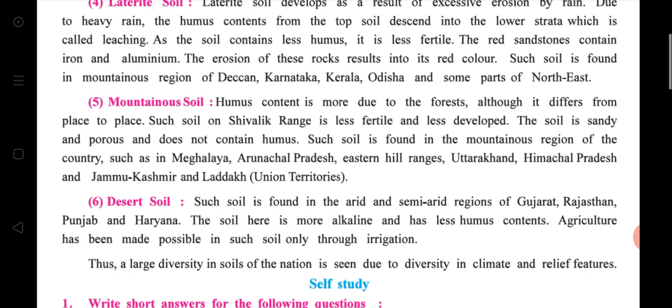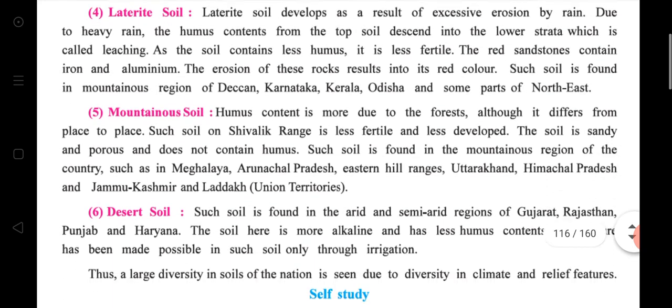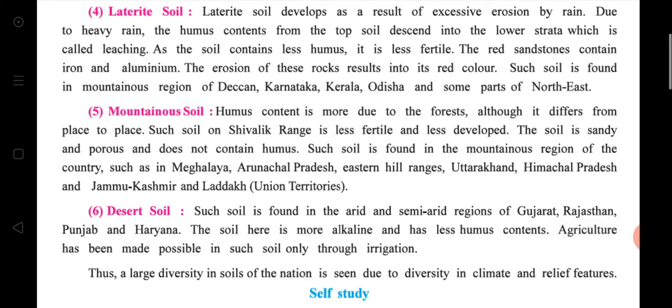Then the fifth one, mountainous soil. Humus content is more due to the forest, although it differs from place to place. Due to forest, humus content is more. Still, it is very different. I mean to say it is different from place to place. Such soil on the Shivalik range is less fertile and less developed. The soil is sandy and porous and does not contain humus.